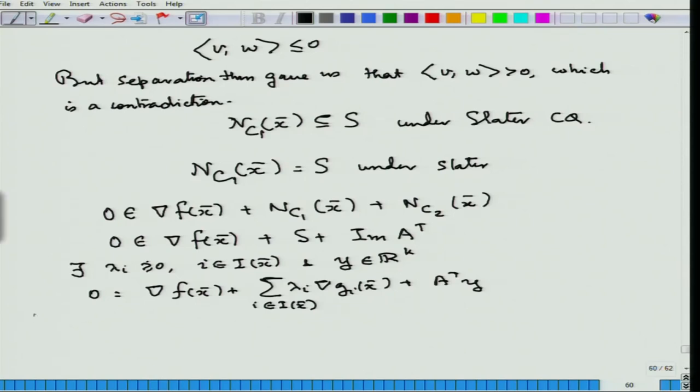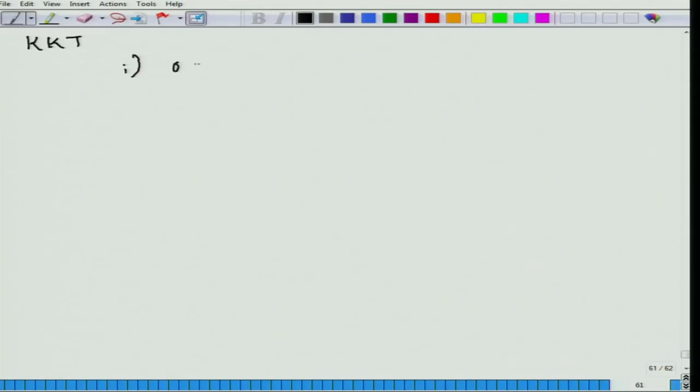So, we can write, if we set lambda_i equal to 0 for i not an element of I(x bar), then the optimality condition is the following, the Karush-Kuhn-Tucker conditions, the necessary plus sufficient condition is this.